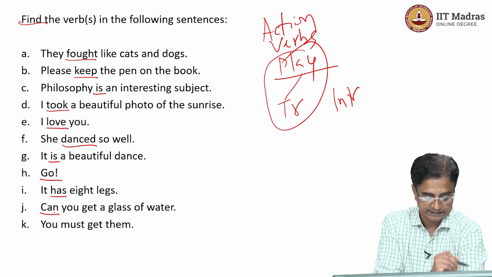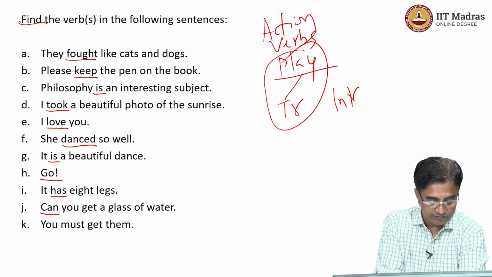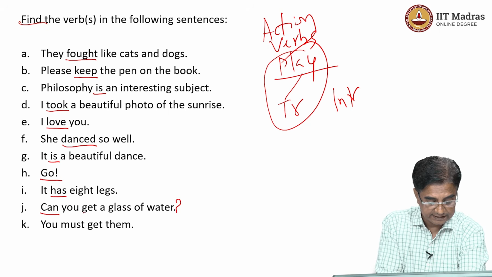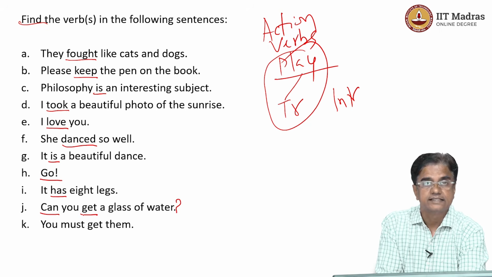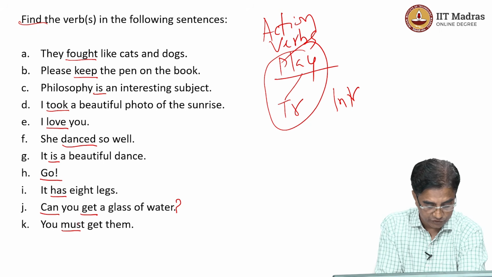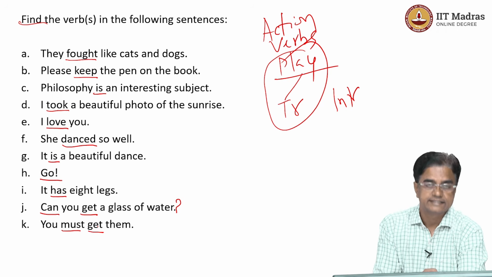Can you get a glass of water? Can is an auxiliary verb. It's a question sentence. And get is the verb. You must get them. Must is an auxiliary verb and get is the verb.